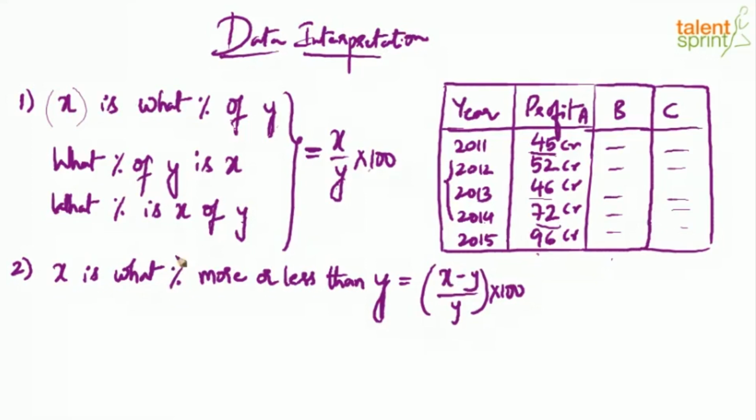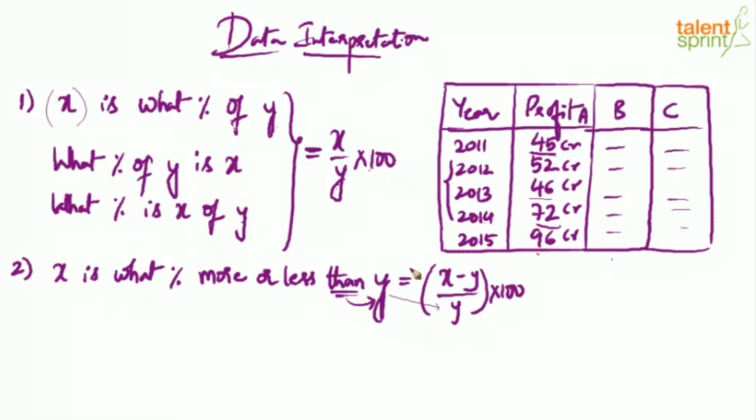But since he's talking about percentage, and you know that percentage is with respect to some other value, right? Out of 100. Percentage is out of 100. But here our base value is Y. We are comparing with Y, right? We are comparing the difference. X is what percentage more or less than Y. "Than Y" means what? With respect to Y. So that is the reason Y goes in the denominator here, right?